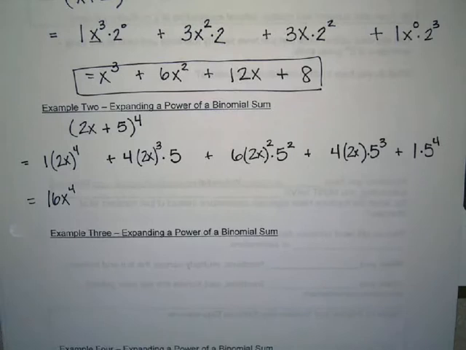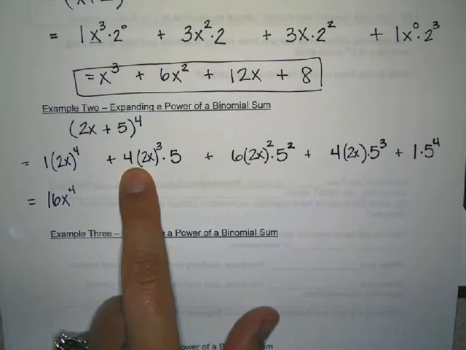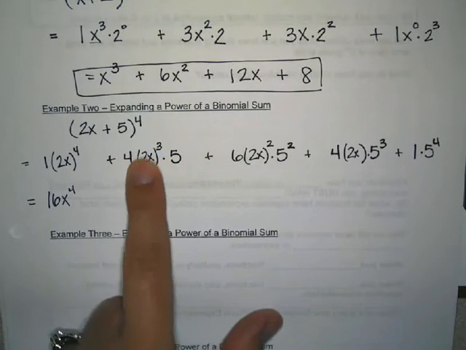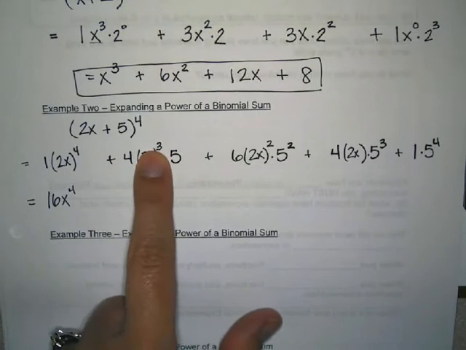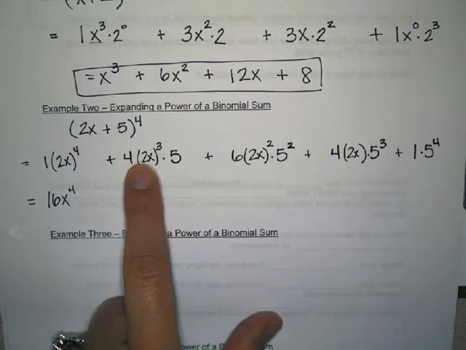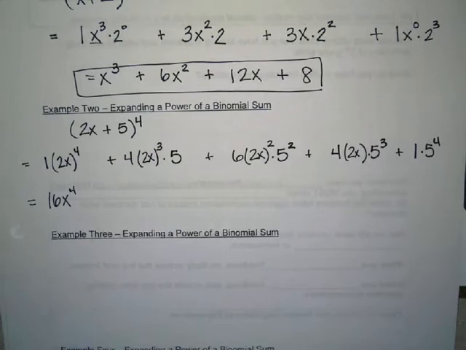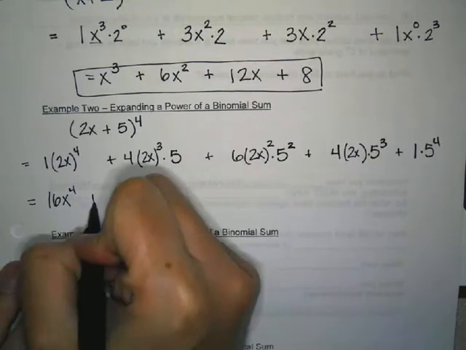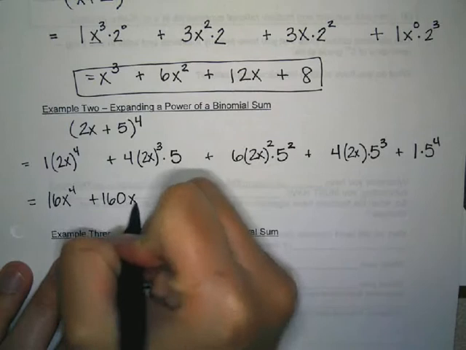And then my next term, I have 4, 5, and then I have 2 cubed. Those are all the numbers that I have to combine together. So 4 and 2 cubed give me what? 32. And then 32 times 5, 160, yep. And it would be x cubed.